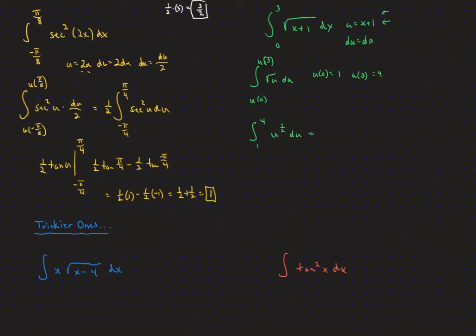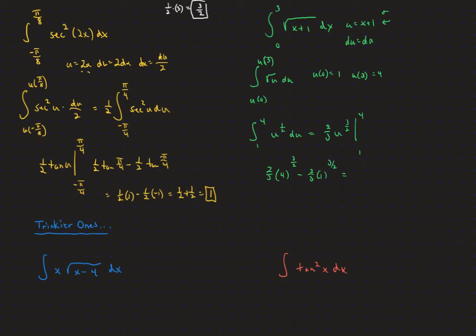Adding 1, using our power rule, adding 1 to the exponent is 3/2. The reciprocal is 2/3. We're not going to go back to x's because we changed our limits to u limits. So we're going to get 2/3 times 4 to the 3/2 minus 2/3 times 1 to the 3/2.